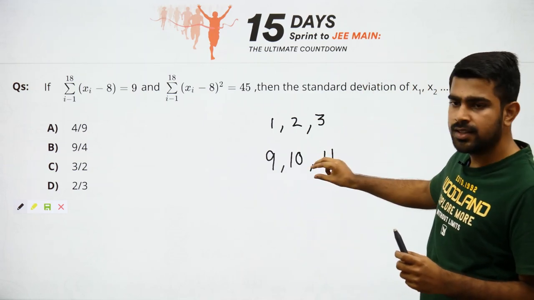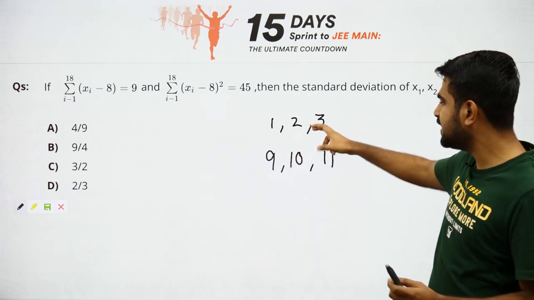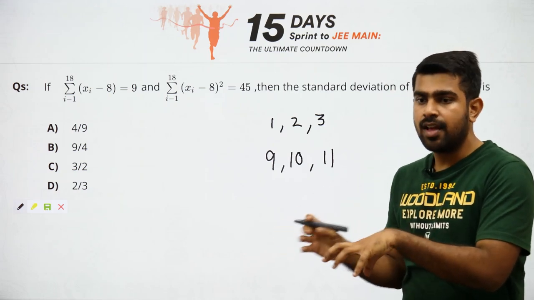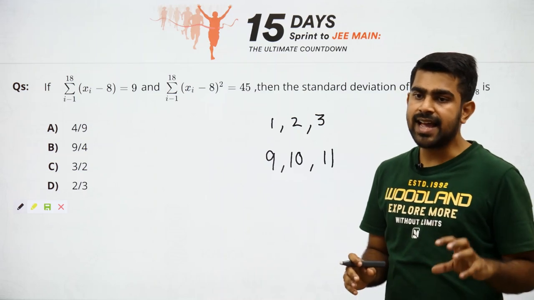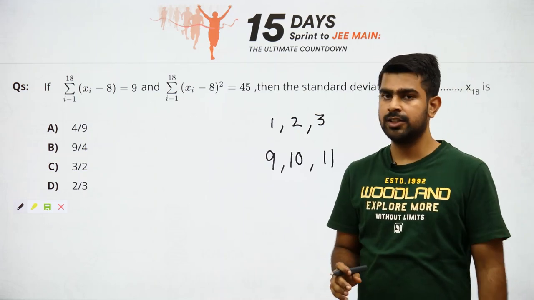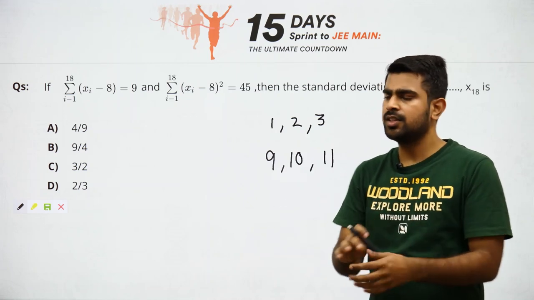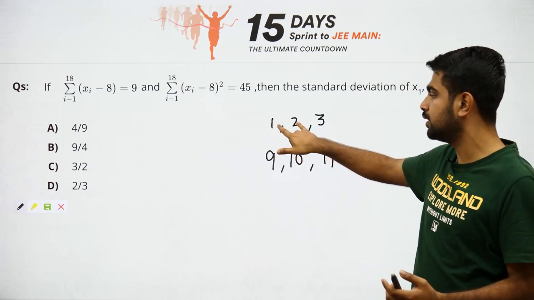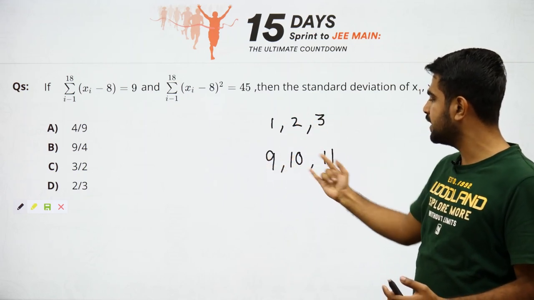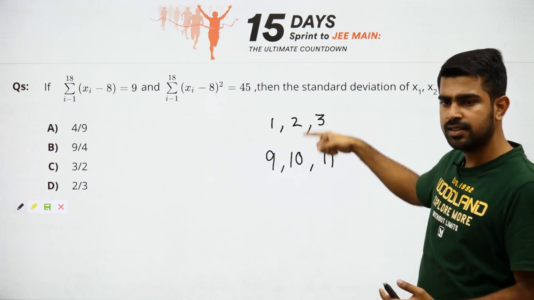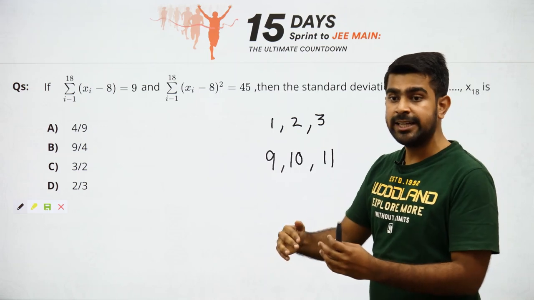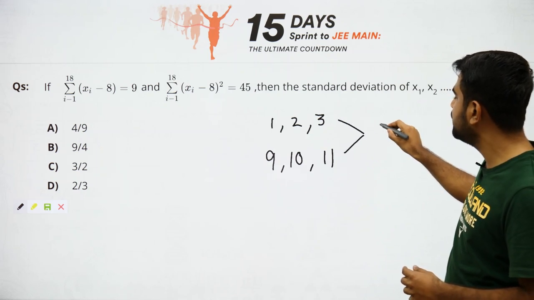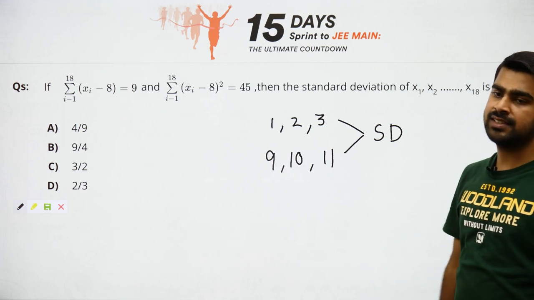Now, can I say the spread of these two is the same? About my mean, how spread out my data is, that is called standard deviation. That is exactly what you have to understand by the term standard deviation. So how much is the spread from my mean? Both of these are equally spread, because the difference here is 1, here also 1, and this is my mean. 2 is my mean here and 10 is my mean here. So about my mean, they are equally spread. Therefore, both have the same standard deviation.